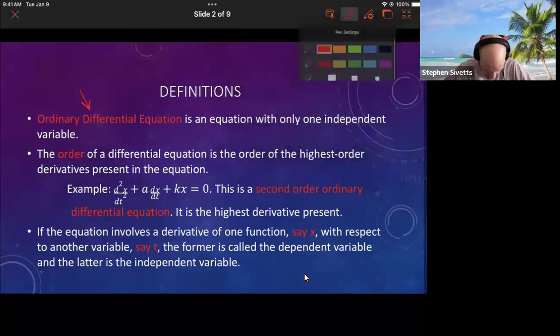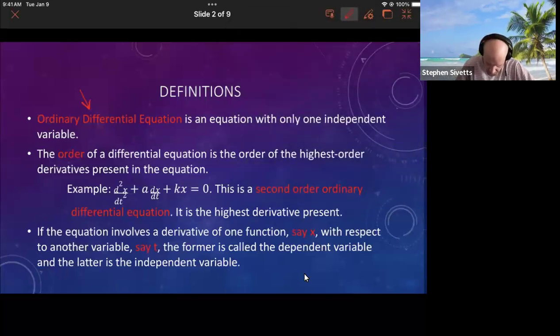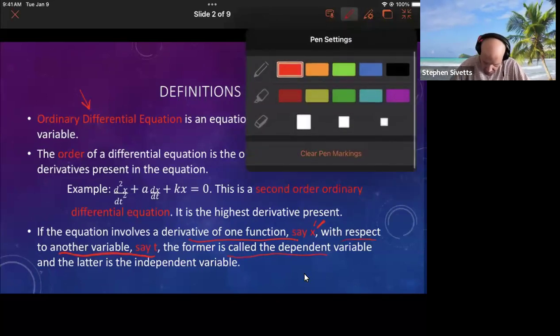If the equation involves a derivative of one function, usually it's x, it could be y or some other letter, with respect to another variable, let's say t, the former is called the dependent variable, because x would be dependent on t, and the latter is the independent variable.